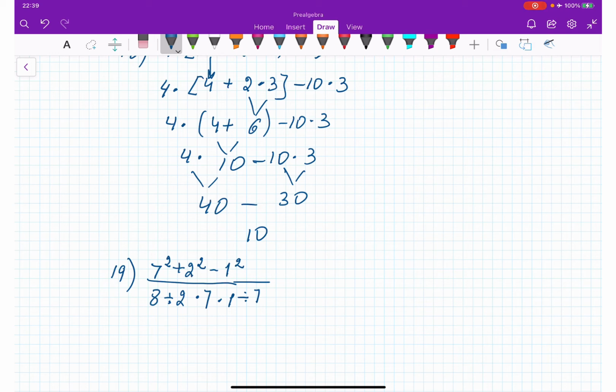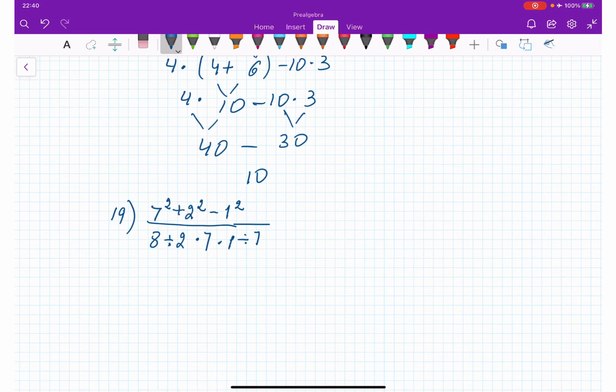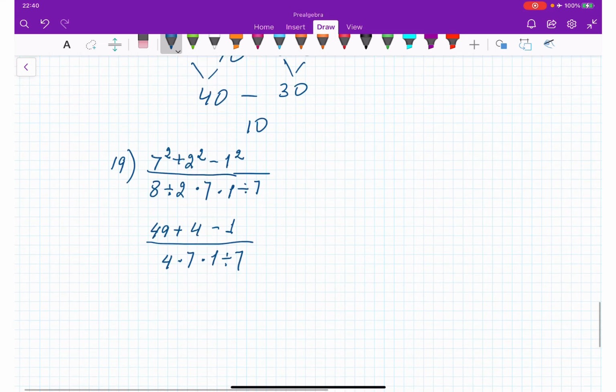Okay, let's see. In numerator we have 7 squared, which is going to be 7 times 7, 49, plus 2 squared is 4, and then minus 1. Next, 8 divided by 2 is 4 times 7 times 1 divided by 7. Next, we are getting 49 plus 4 is 53. And 53 minus 1 will be 52.